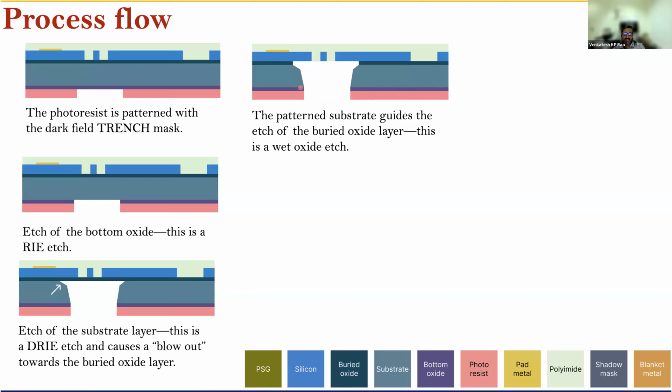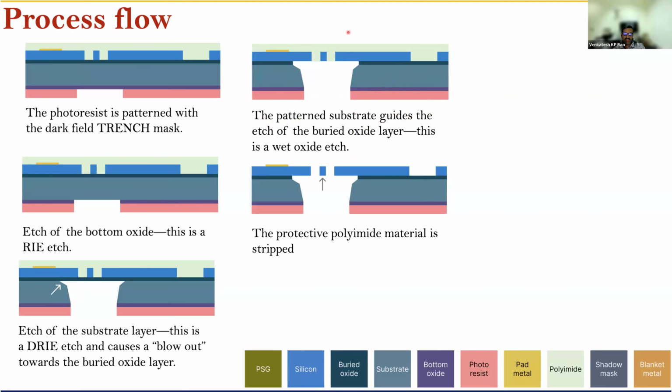Now we basically have this photoresist with me. We have the bottom oxide, and then I have the substrate material along with me. Now we have basically patterned the substrate that gets the buried oxide layer. This is basically done using the wet etching process.